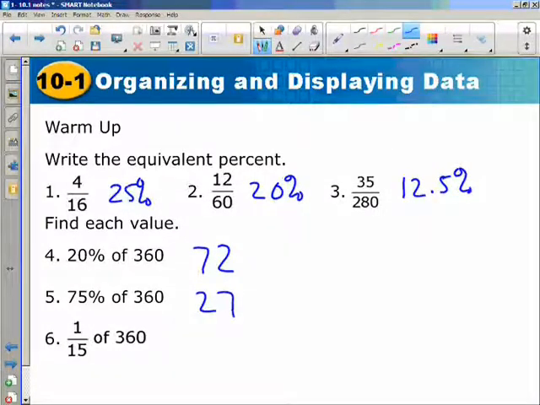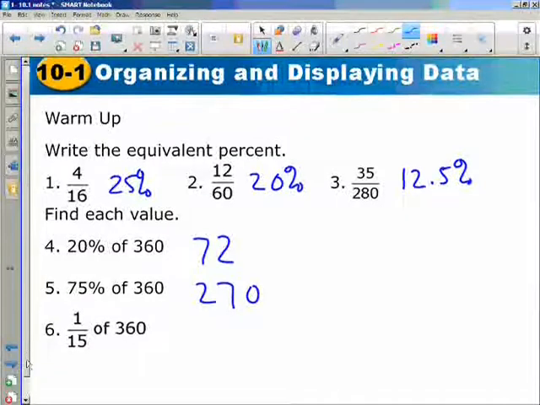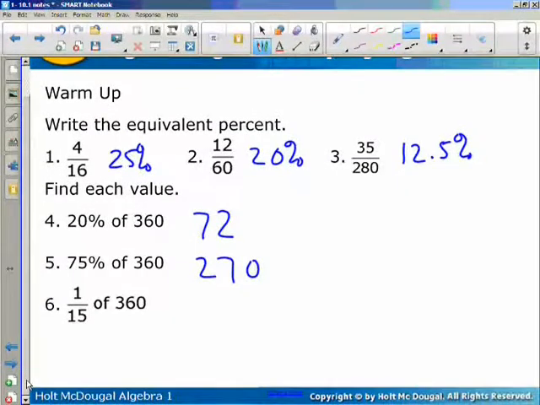Okay, I got 270. This last one, I'll give you a hint. Think of 360 as a fraction, 360 over 1. And then when you multiply, you just multiply across top and bottom. See what you get for that one. All right. 360 times 1 is 360 divided by 15 times 1, which is 15. Do that division, you get 24.